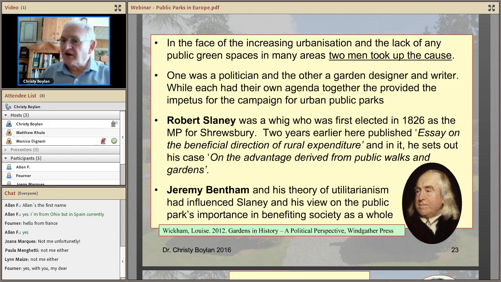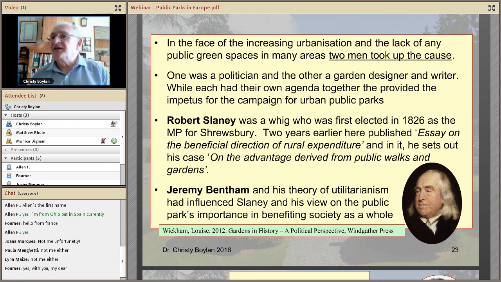So there was a rise in crime, there was social unrest and outbreaks of disease. And of course disease would be epidemic, and when it was an epidemic, it was harder to control. So you can see at the bottom I have Public Health Act 1848. That was a big trigger towards getting parks established.